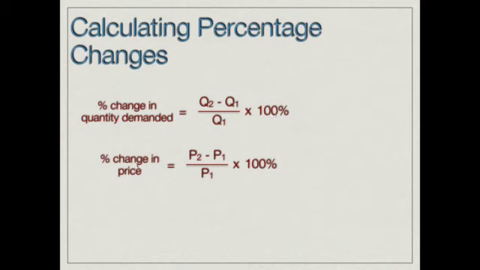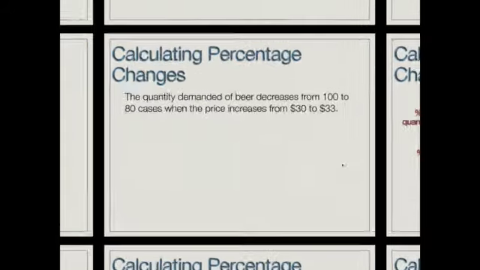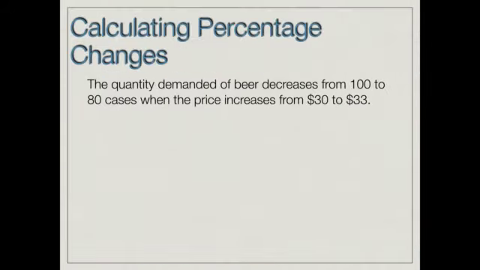For the percentage change in price, same process, except we're looking at price. So you look at the new price after the price change, subtract the original price, divide by the original price, and multiply that by 100. To give you an example, let's say the quantity demanded of beer decreases from 100 to 80 cases when the price increases from $30 to $33.